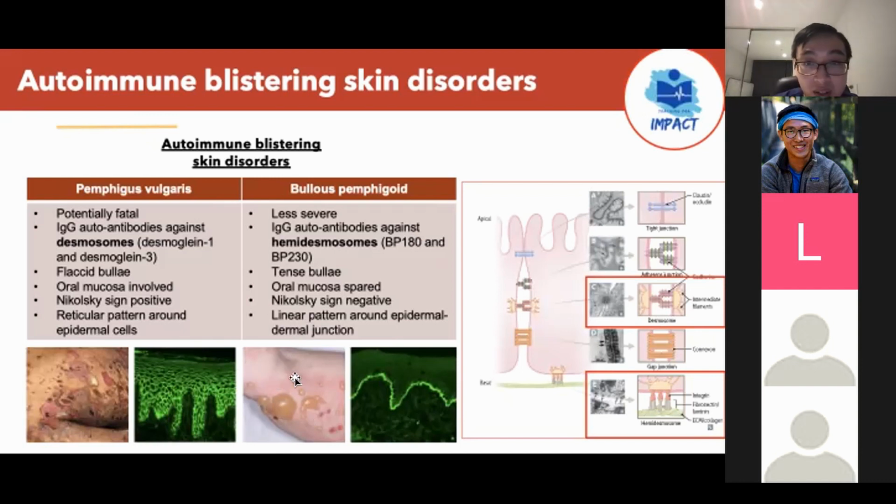And so Lakshay was completely on the money when he suggested bullous pemphigoid. Classically, it spares the oral mucosa and is Nikolsky sign negative.